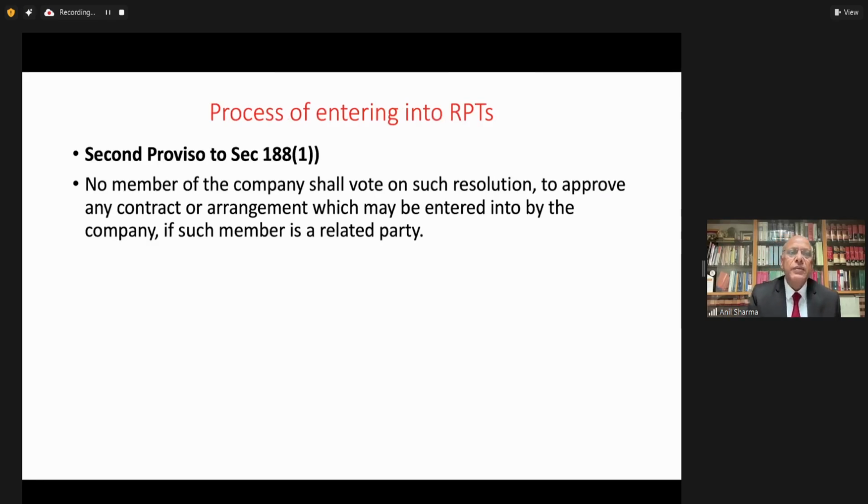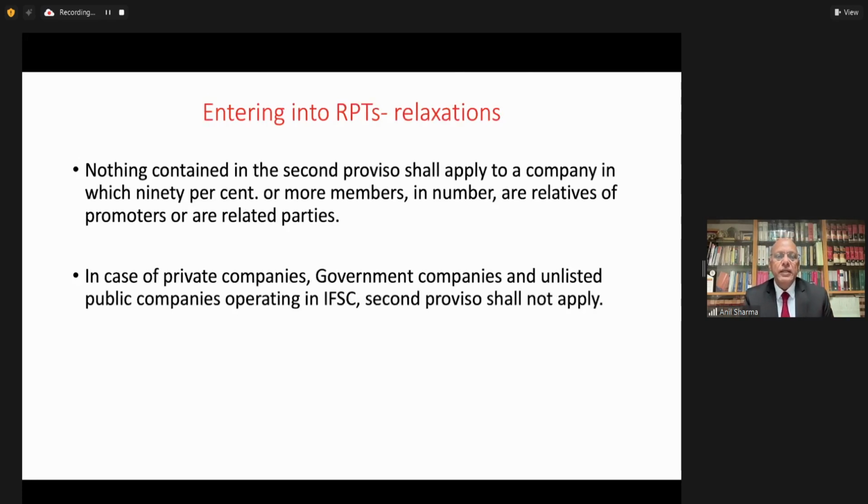So it means that in those situations, even a member who is a related party can still participate in the resolution in these two situations which I just mentioned, which is where 90% or more members in number are relatives of the promoter or the related parties.